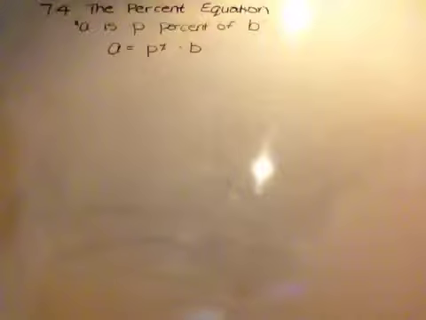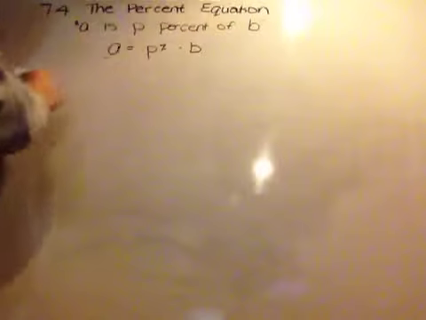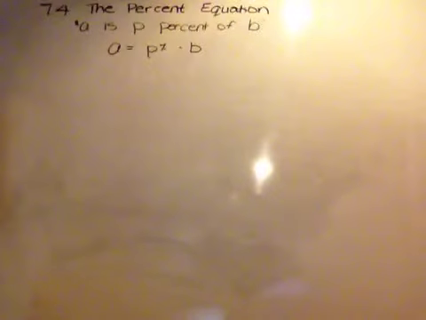7.4, the percent equation. You can represent "A is P percent of B" using the equation A equals P percent times B. Of always means times, is always means equals.